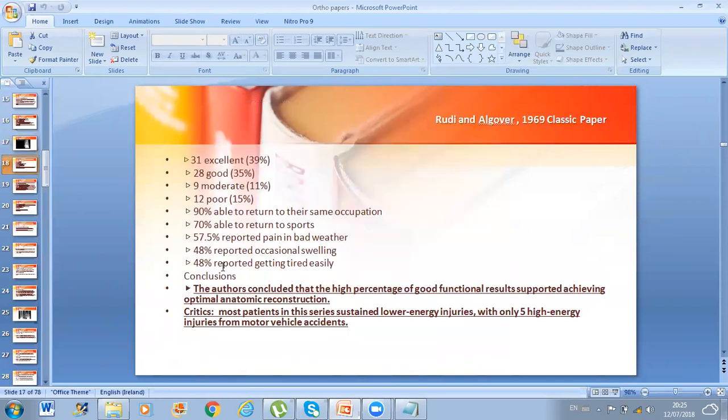Right. So this is a classic paper of Rüedi and Allgöwer, 1969. And this is where he explained that these things should be done. So the author concluded that high percentage of good functional results support achieving optimal anatomical reduction. The critique was that most of his patients were low energy patients. These are the complications which he showed. But he wrote here that 90% were able to return to the same occupation, which is now refuted already by new articles. Most of the patients don't do well.